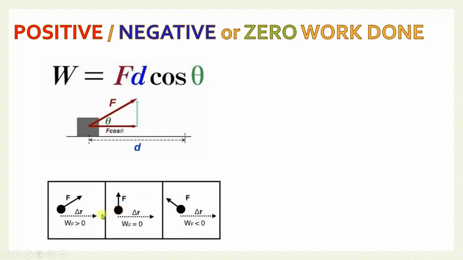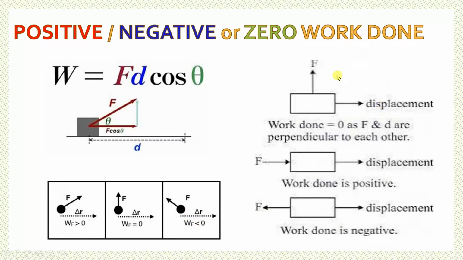If the angle is less than 90 degree, 0 to 90 degree, then work done is always positive. If it is 90 degree, then work done is 0. And if it is greater than 90 degree, then the work done is negative. ठीक है, so this question is also there in your NCERT back exercise, that what is the work done in the three cases. So first case देखो, force is vertical and displacement is horizontal, means work done will be 0.